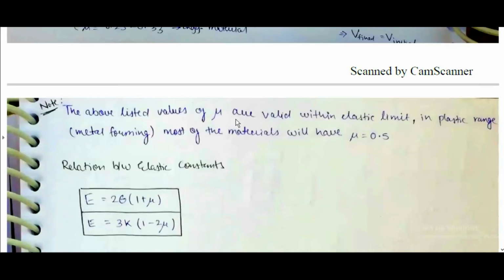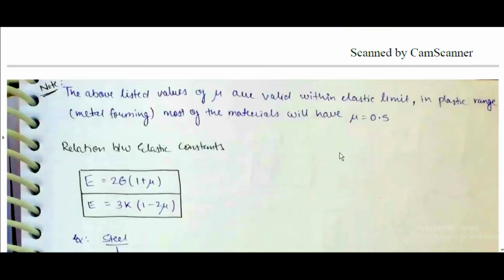The above listed values of mu are valid within the elastic limit. In the plastic range of metal forming, most materials will have mu equal to 0.5. Like in metal forming, volume will be constant, so mu is equal to 0.5.